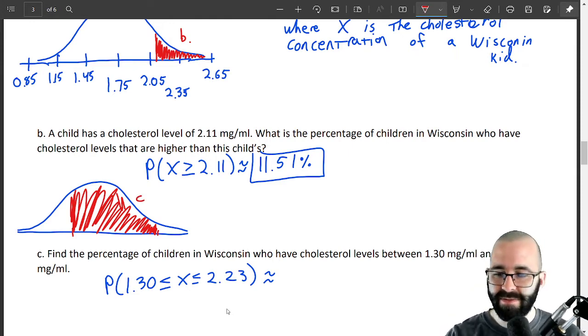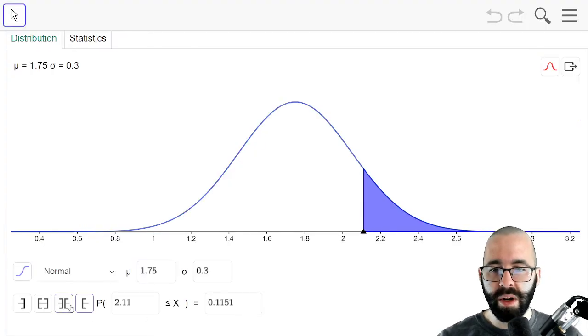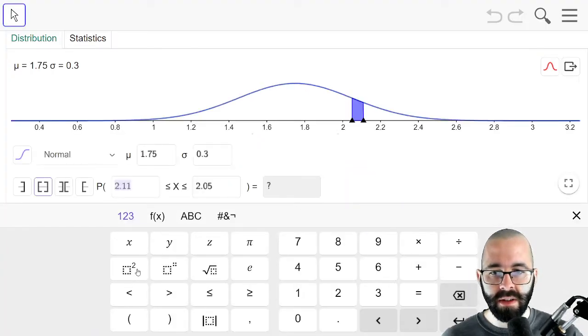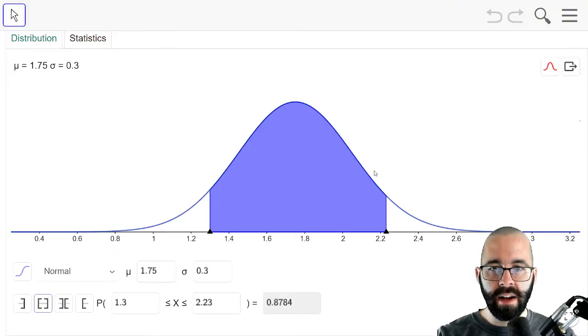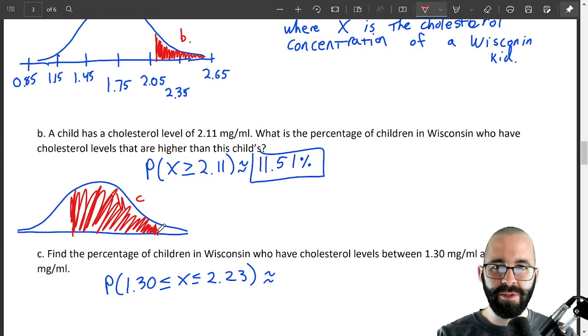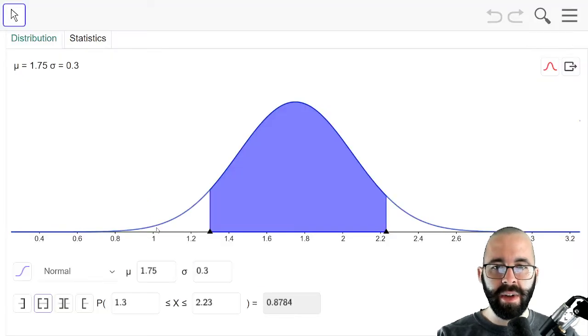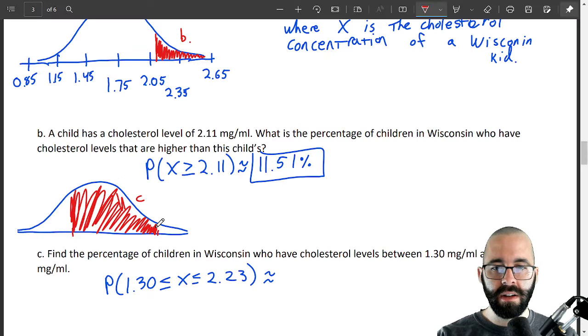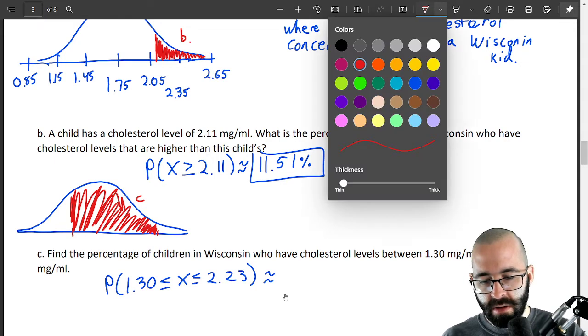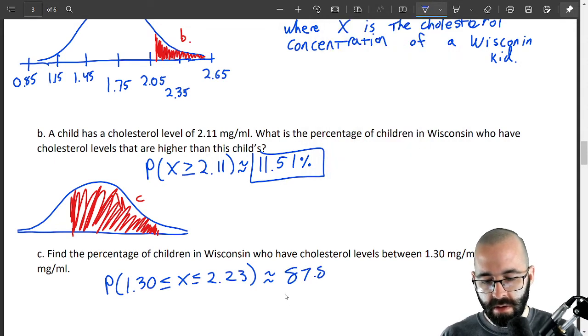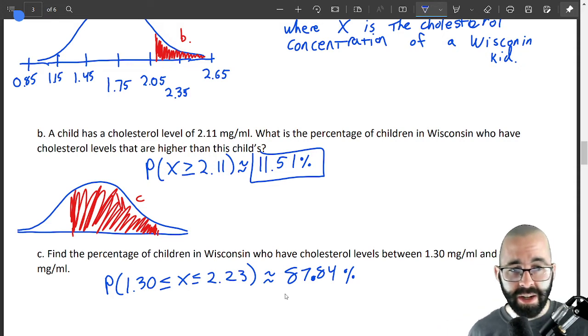This is part C. 1.3 to 2.23. Interval uses this one. 1.3 to 2.23. Does that look kind of like that red area? Oh, I went a little too far to the right here. Other than that, it looks pretty good. This is apparently 87.84. There we go. And that's using the power of computers. But we don't need 2 decimal places. We do want 2 decimal places.